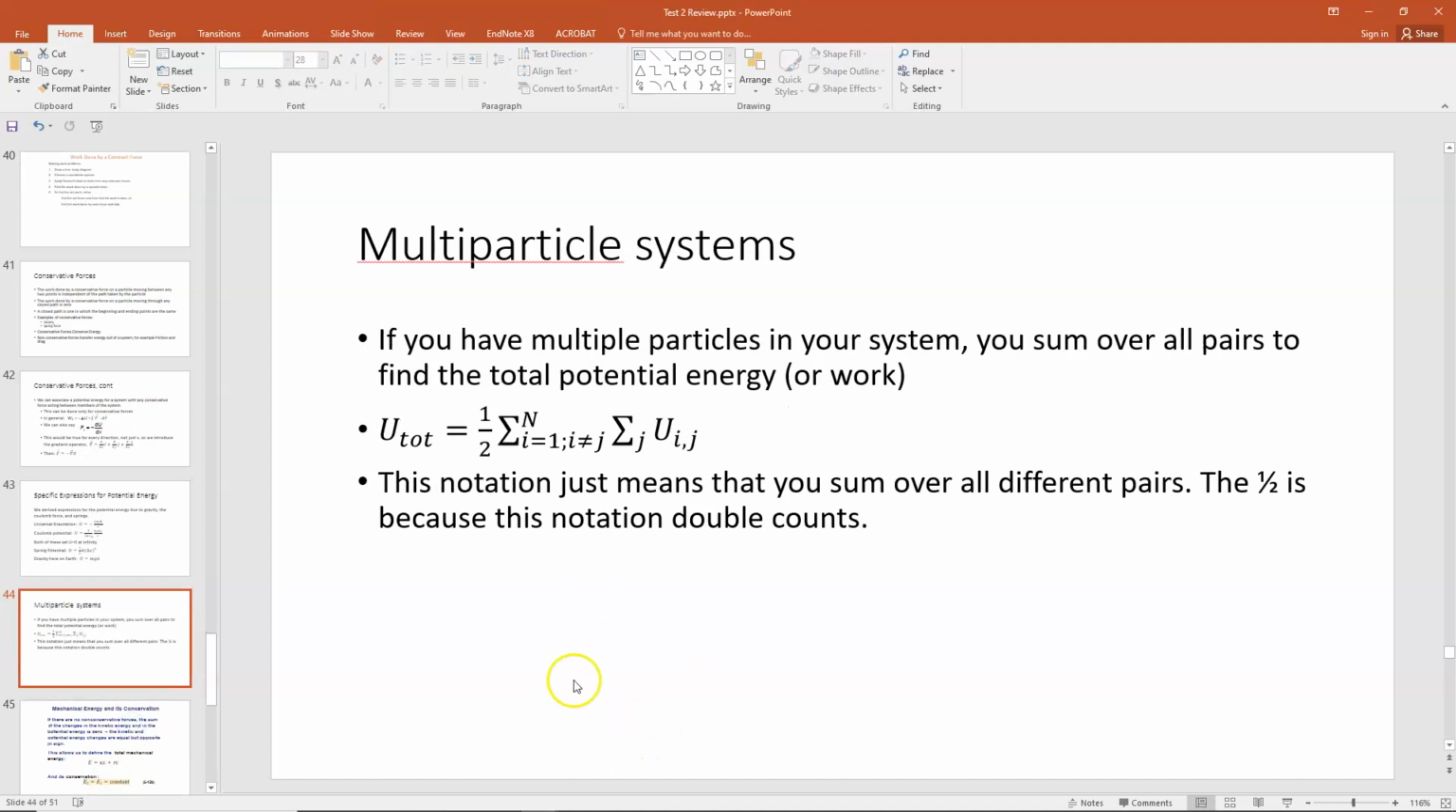For multi-particle systems, basically, if you have more than one particle in the system, you just sum over all the pairs to find the total potential energy, and that's that. We talked about that related to the Madelung constant, and we did a homework problem on it.